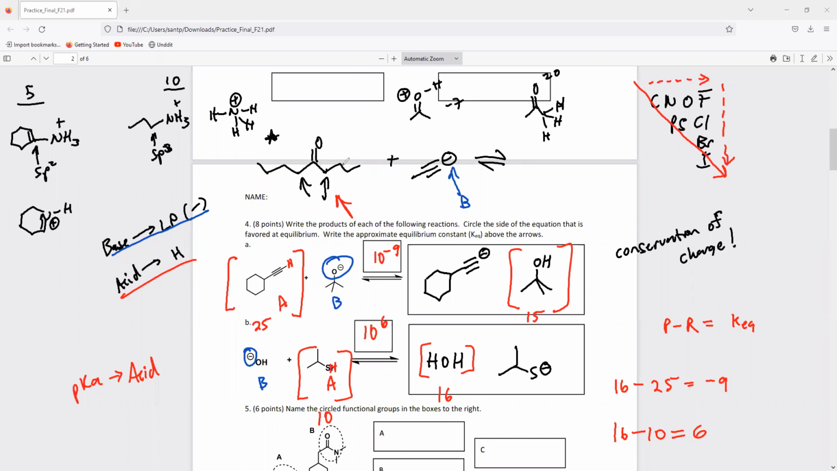Okay. So we know that it's this hydrogen here that we're concerned with, and this is our base. So let's go ahead and do our swapping.